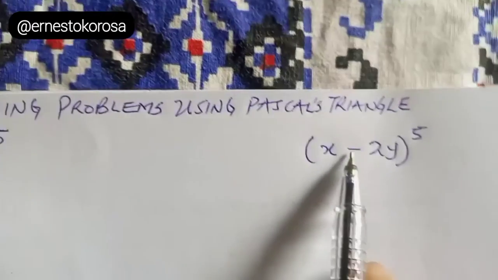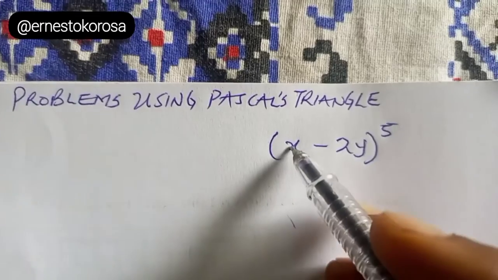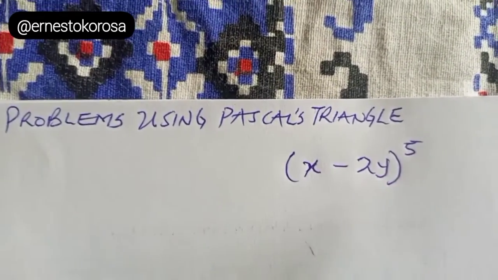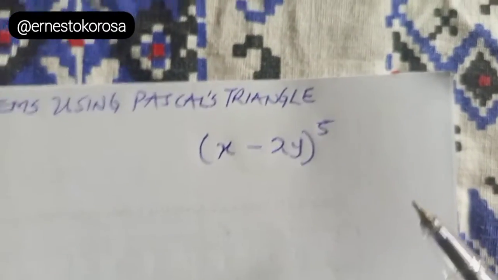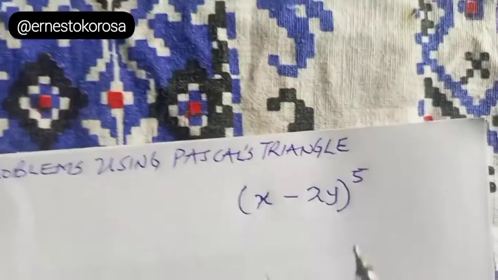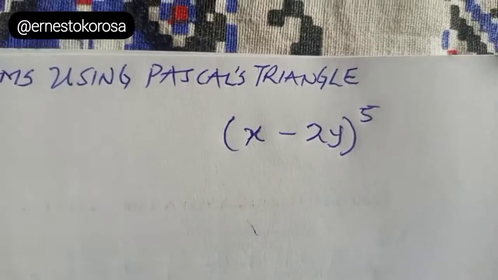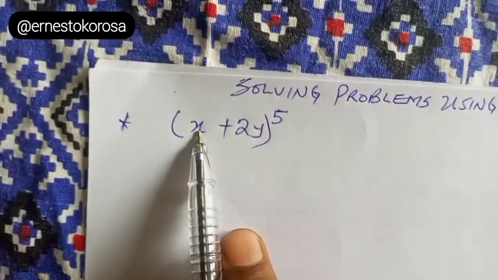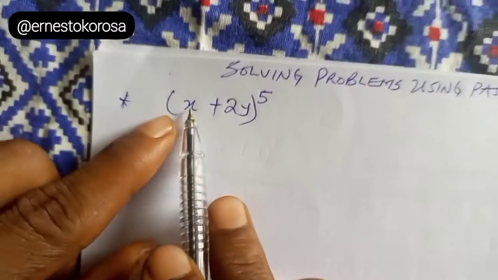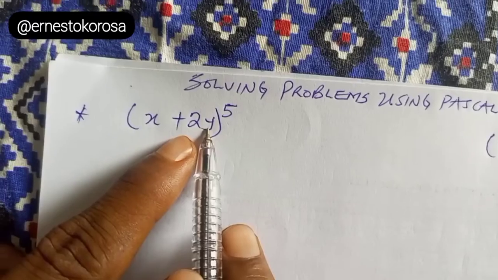But when we have a negative sign, it is vital for us to note that the sign will always alternate. So that means the first will be a minus, the second plus, the next minus, the next plus, and like that. That is when we have a negative sign. And then another thing we ought to take note of is that the coefficients of x will always reduce while that of y will increase. That is the principle.